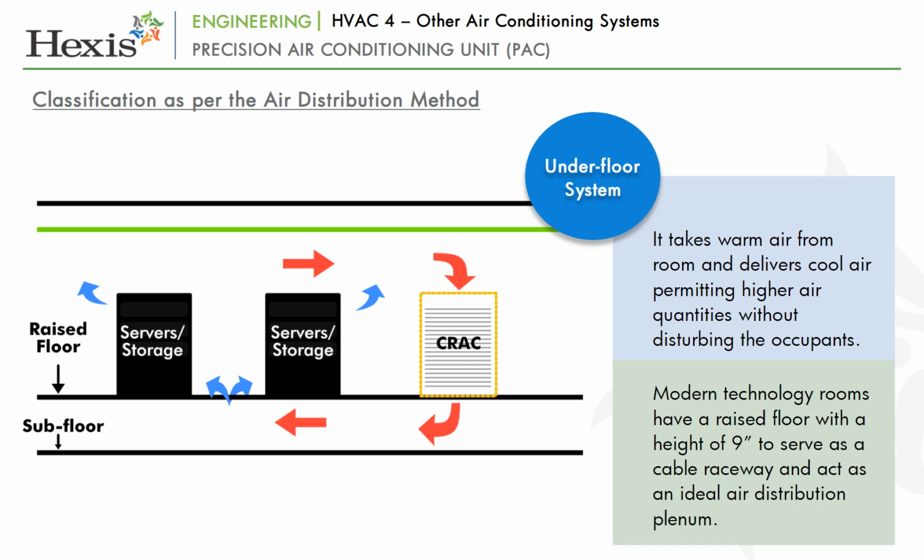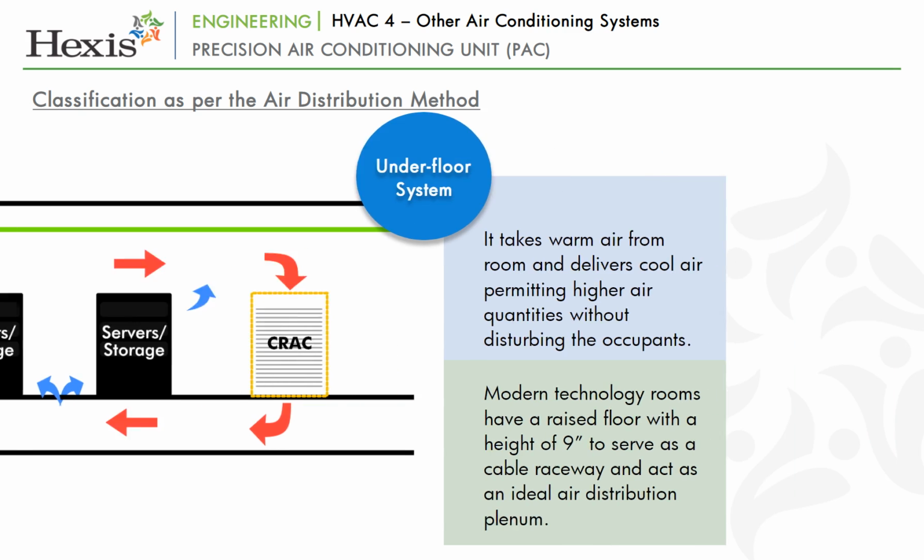Modern technology rooms use a raised floor with a minimum clearance height of 9 feet, preferably 12 to 18 feet, to serve as a cable raceway and act as an ideal air distribution plenum. Air conditioner, CPU, underfloor system, floor.